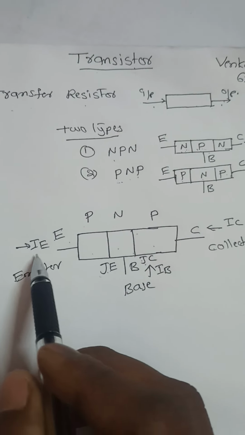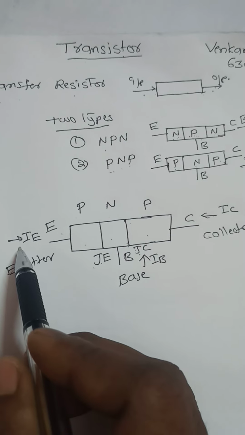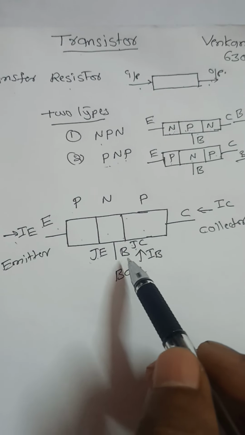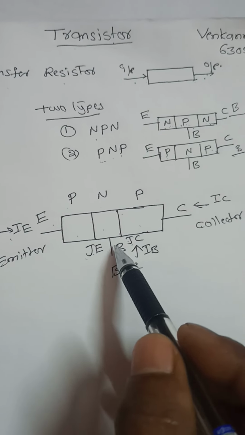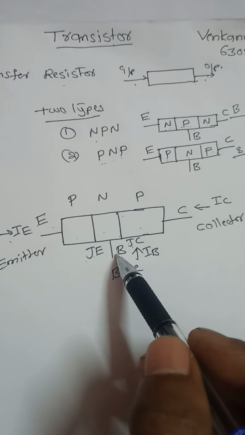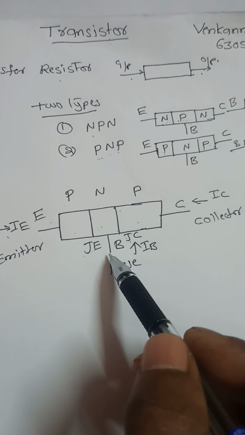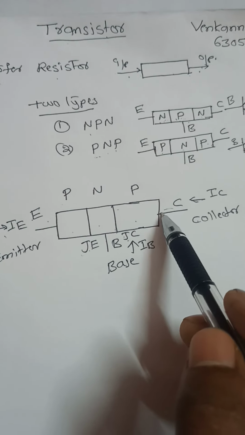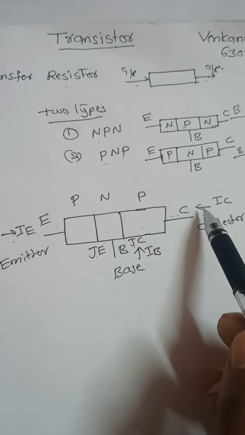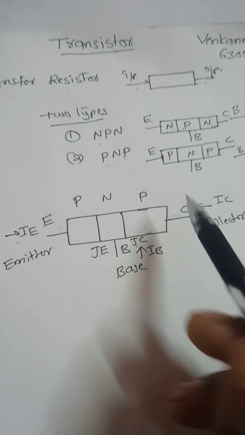The current flowing through the emitter is known as IE, and that is indicated with IE. The current flowing through the base terminal is IB, indicated with IB. And the current flowing through the collector is known as IC, indicated with IC.